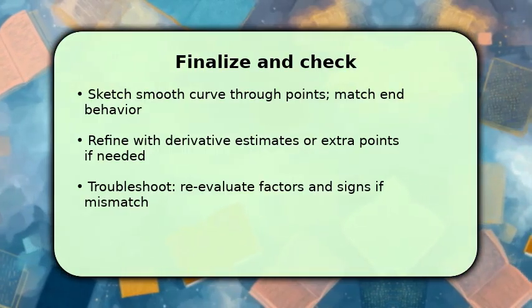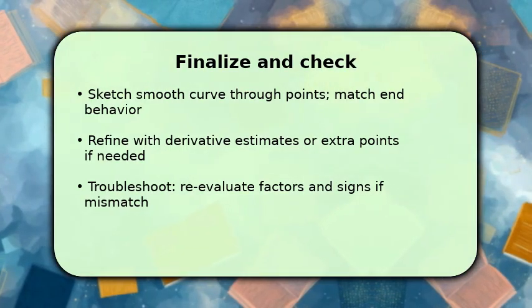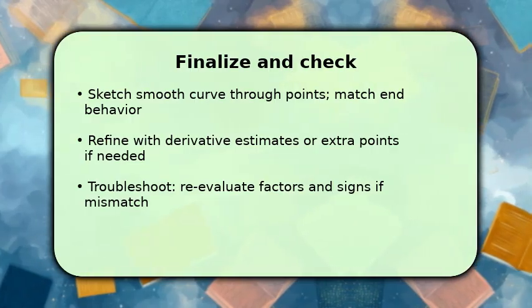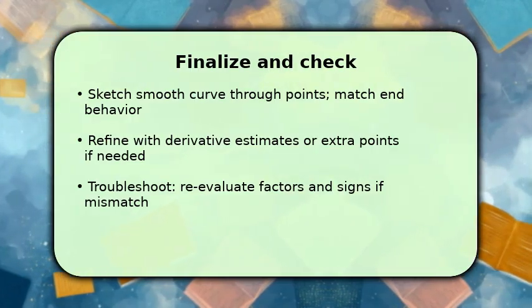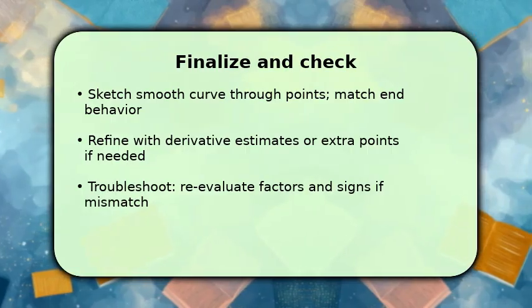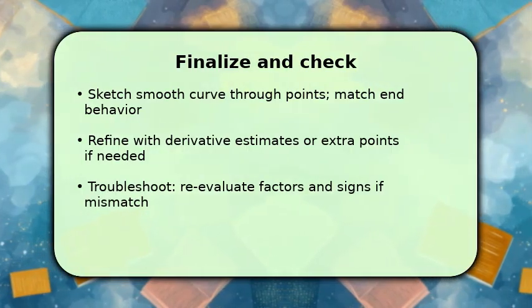Polynomials are continuous with no breaks. If the sketch still looks off, recheck factoring and sign tests. A wrong sign or multiplicity is the usual culprit. Correct that and redraw to resolve mismatches.